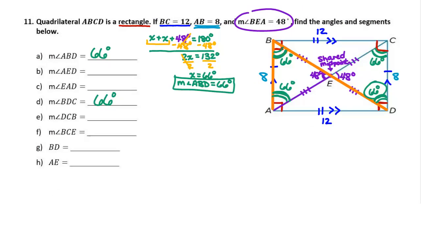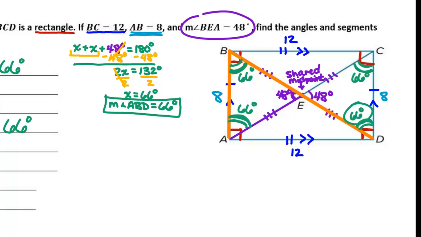All right, what about AED? We are looking for this angle right here. How could I find that one? Subtract 90 minus 66, then add 24 plus 24, and subtract it from 180. That will absolutely find it. Yes, you can do it like that.